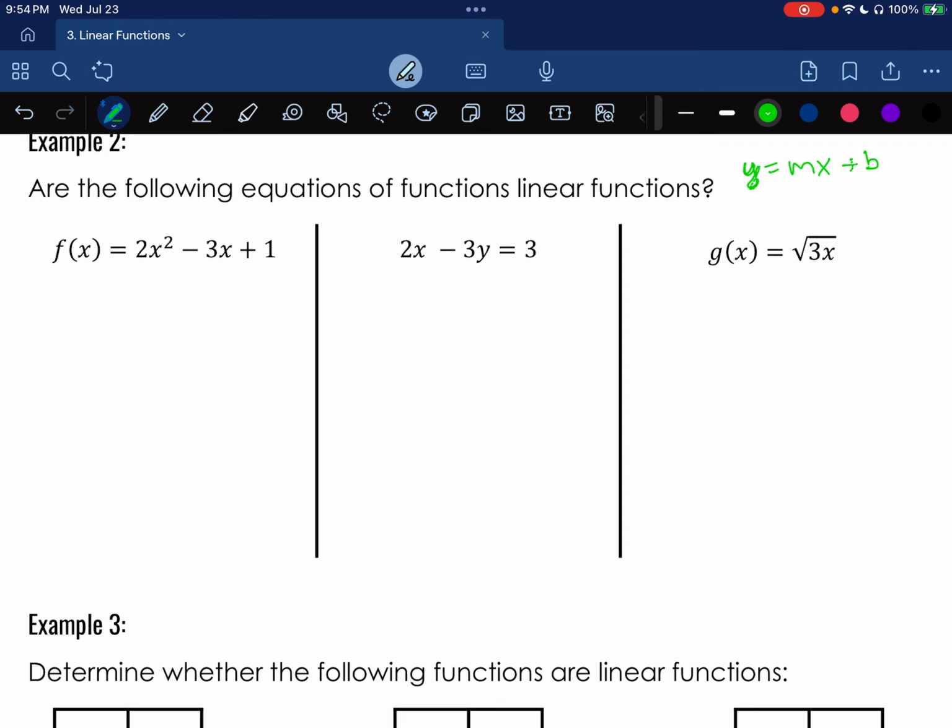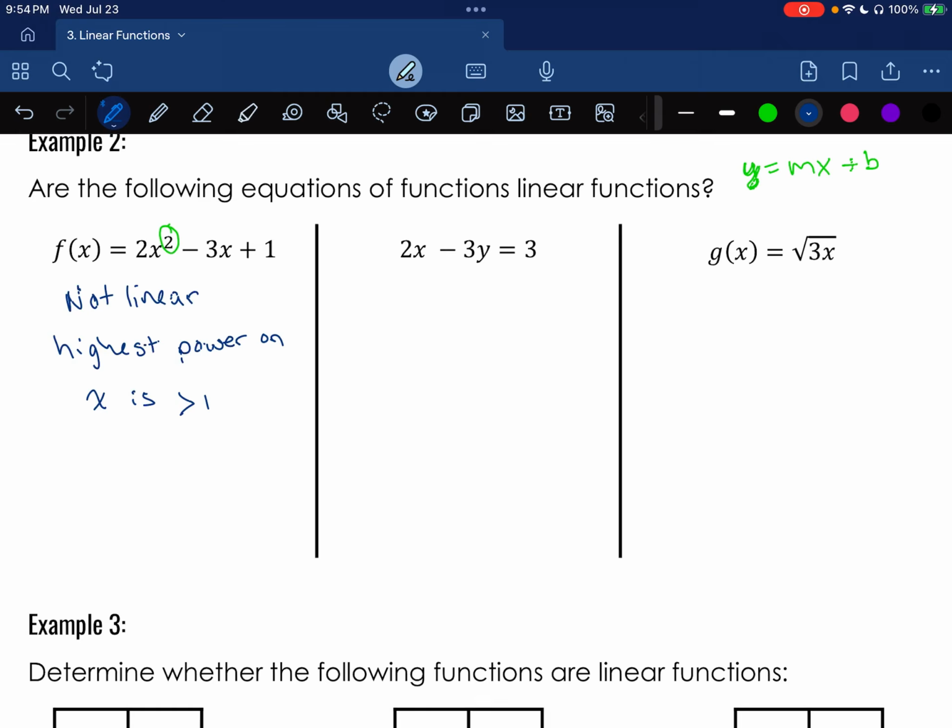This is actually called a quadratic function. We'll talk about those later in the year. And the highest power on x, we'll learn what's called the degree, is greater than 1. All right, for the next one, it's kind of written funny, so we want to try to rearrange it and see if we can get it into that y equals mx plus b form.